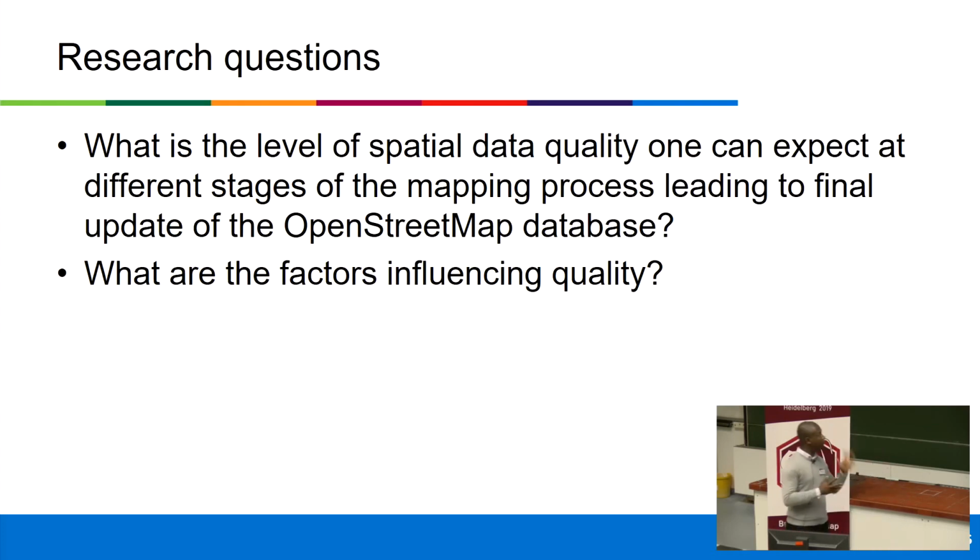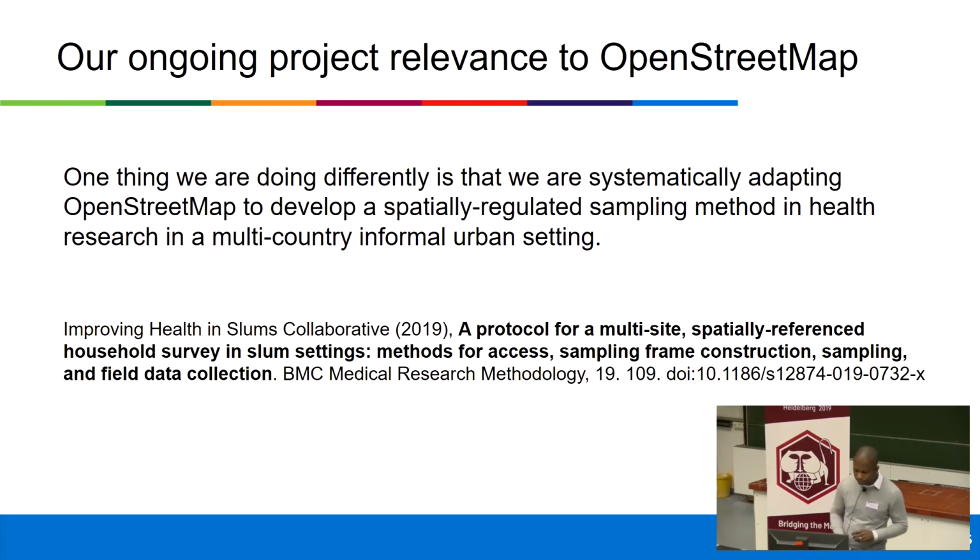One of the questions is, what level of spatial data quality can one expect at different stages of the mapping process leading to the final update of the OSM database? And also, what are the factors likely to influence quality? These two research questions are explored using an ongoing project.